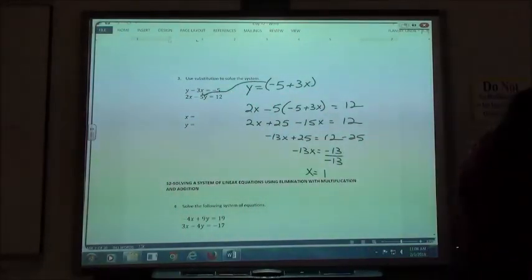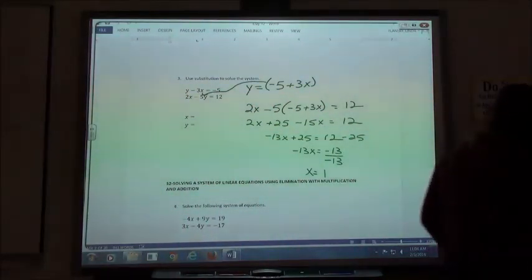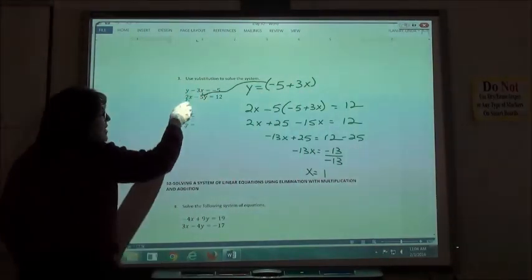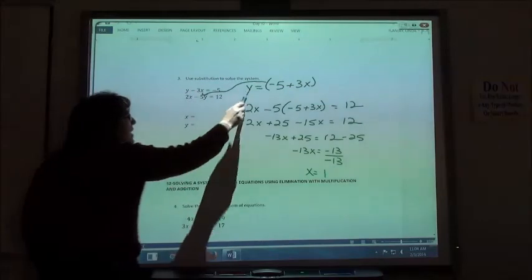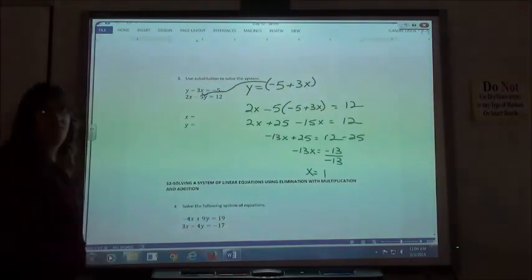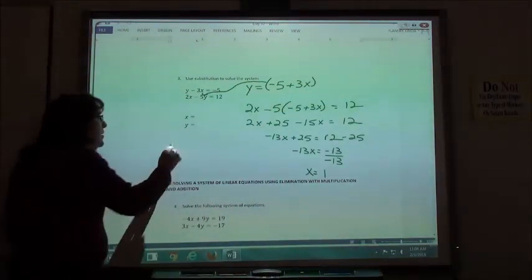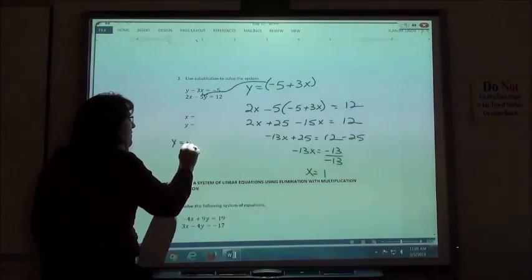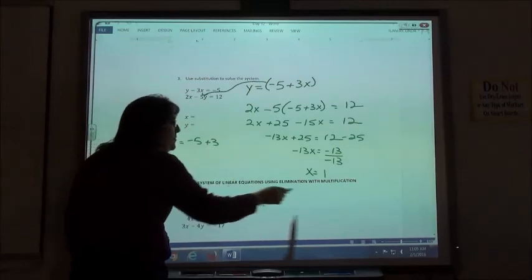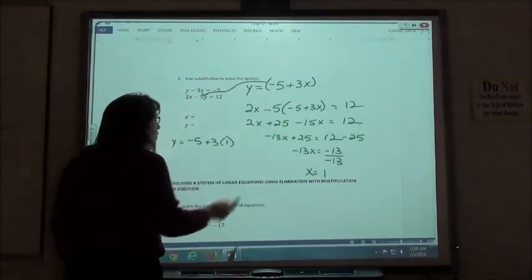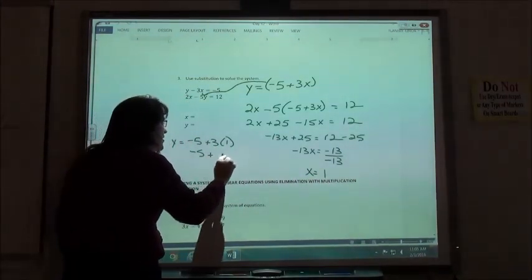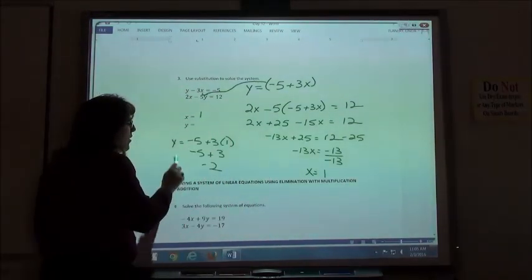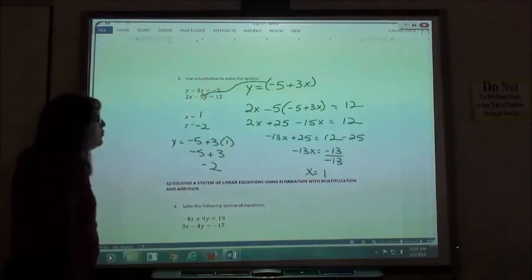Again, I have to finish solving that, and so I'm going to use my equation that I already solved for y. You could have used either one of your original equations, but definitely once I already have it solved for y, it makes it a whole lot easier. So y is equal to -5 plus 3 times my x value, which we got a 1 for. -5 plus 3 gives me -2. So I got x equals 1, y equals -2.